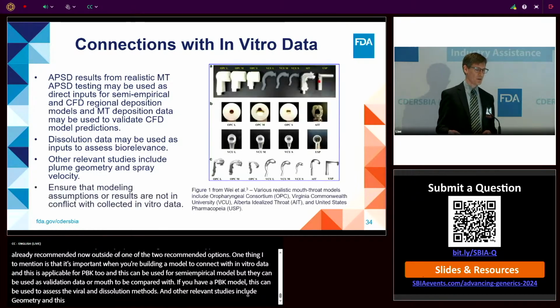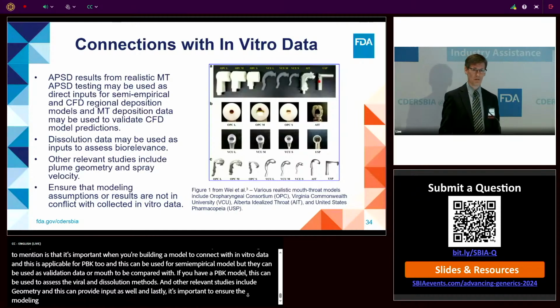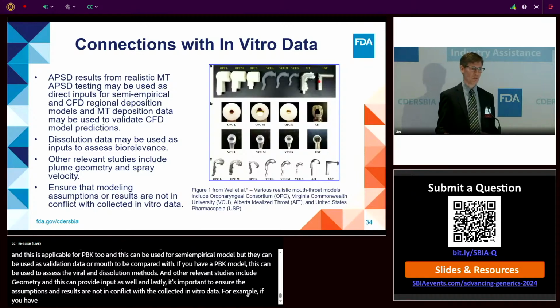And lastly, it's important to ensure that your modeling assumptions and results are not in conflict with the collected in vitro data. So for example, if you have deposition data in one of the mouth-throat models here, you would want to make sure that your model is matching that mouth-throat model.